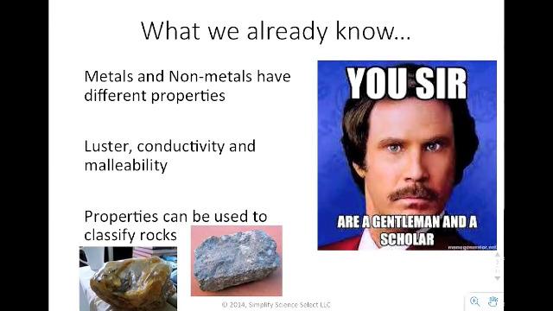We already know that metals and nonmetals have different properties from earlier grades. We know that there's something called luster, which is the shininess of a rock. We know that certain rocks are conductive of electricity and others aren't. And we know that certain ones are malleable, which means that they can be bent into different shapes. And you can use these properties to classify rocks from earlier grades.